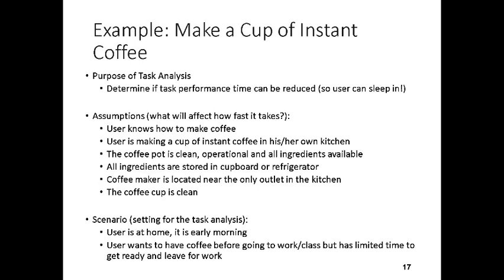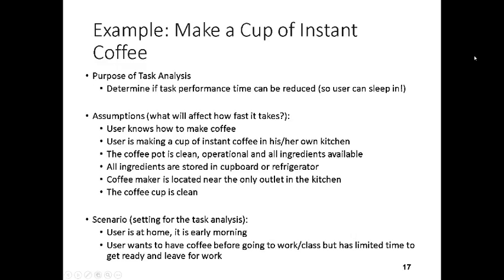There are a few assumptions that we might have, or we can ask the question, what is going to affect how fast it's going to take to accomplish this task? So here are some of the assumptions that we have. Users know how to make the coffee. User is making a cup of instant coffee in his or her own kitchen. So that implies that they know where everything is and that they have access to everything. The coffee pot is clean, operational, and all ingredients are available. All ingredients are stored in a cupboard or refrigerator. Coffee maker is located near the only outlet in the kitchen. The coffee cup is clean. These are all assumptions that we're making about this task analysis.